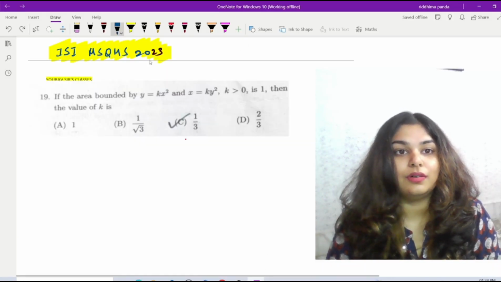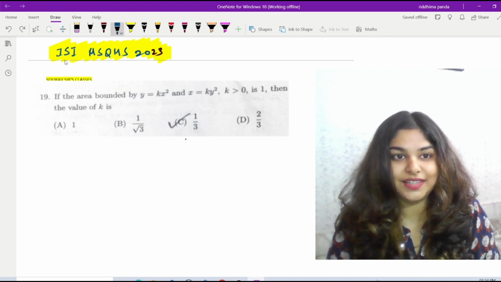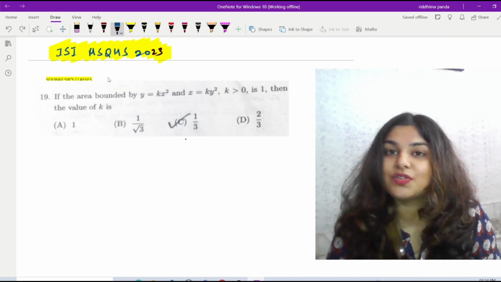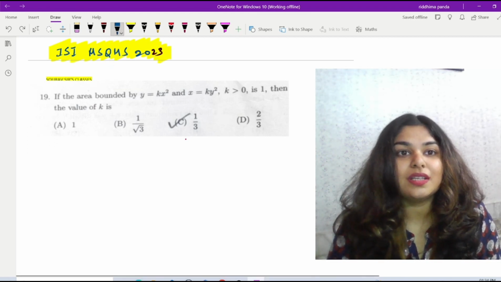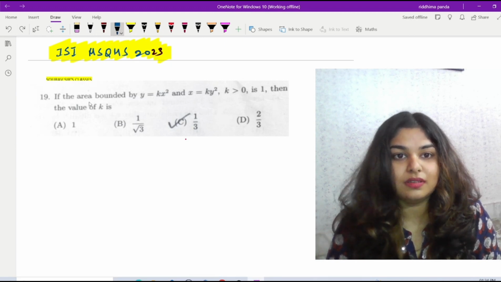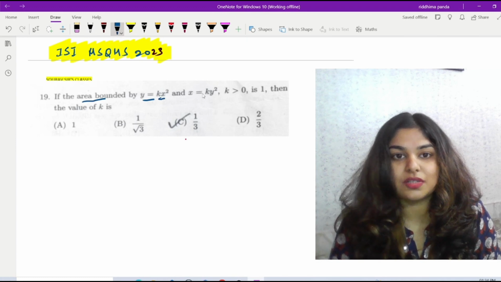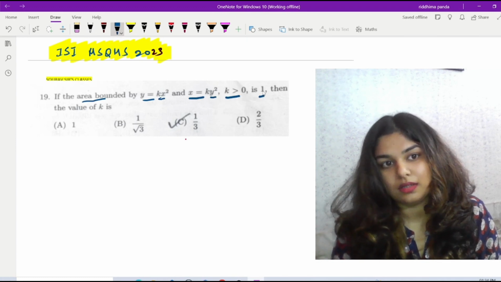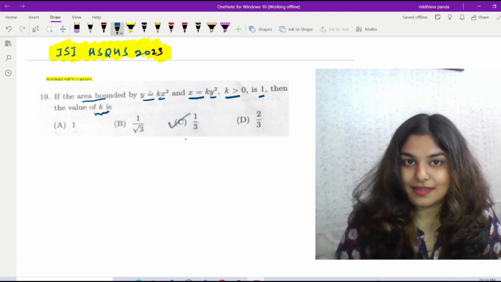Hey everyone, let us start with question number 19 of ISI MSQMS 2023 question paper. In this question, it is given that the area bounded by y = kx² and x = ky² for k greater than 0 is 1. Then the value of k is?